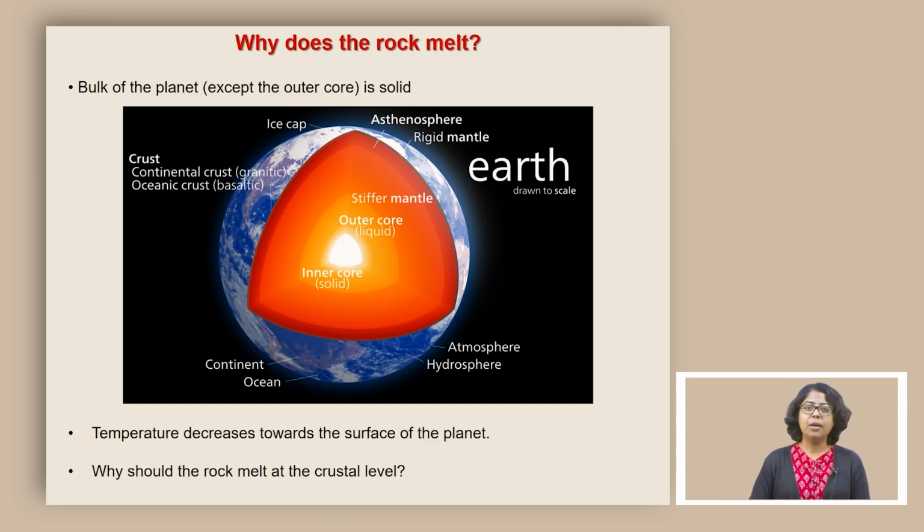Now, when I talked about the physical states of each of these layers, we already said that the crust is solid, and the mantle is also solid, although it has an interesting character in that it can flow. So, except for the outer core, everything is solid. Now, the question is, if the majority of the Earth's structure is solid, then how does rock melt? Because without the rock melting, we cannot have the development of igneous rocks.